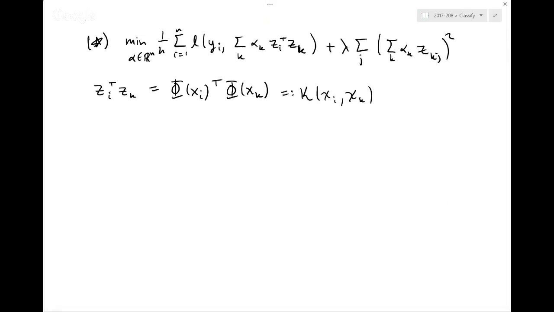Because if I told you what this is, say it was that polynomial basis that I used before, then analytically I can figure out what this inner product would be for any xi and xk. And so most of the time, in that situation at least, I can write down what this kappa is in closed form.